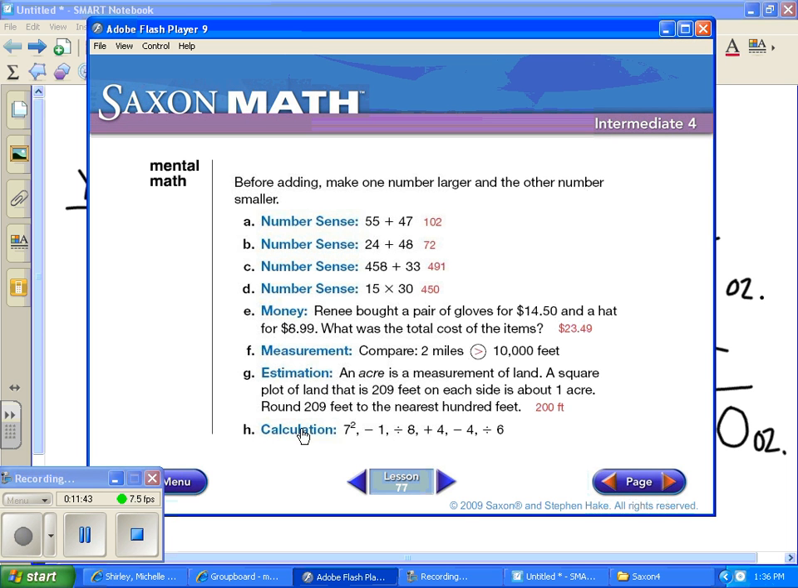Okay, let's do some calculations. 7 squared, we know that really means 7 times 7, okay? 49 minus 1, 48. 48 divided by 8, well, that's 6, because 6 times 8 is 48. So 6 plus 4, 10, minus 4 is 6, divided by 6 is 1. I hope you were faster than I was.